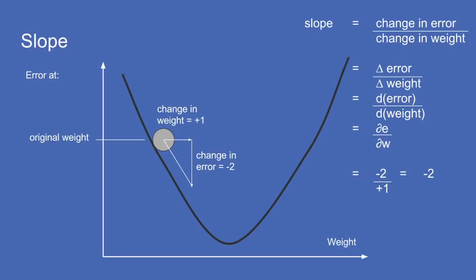So in this case, if we change the weight by +1, the error changes by -2, which gives us a slope of -2. That tells us the direction that we should adjust our weight and how much we should adjust it to bring the error down.